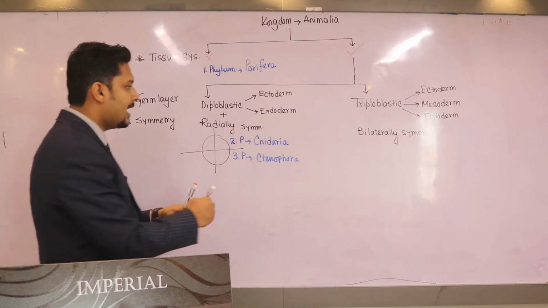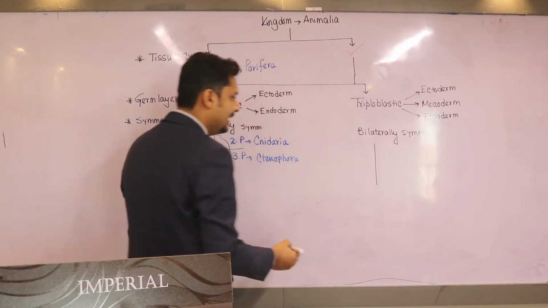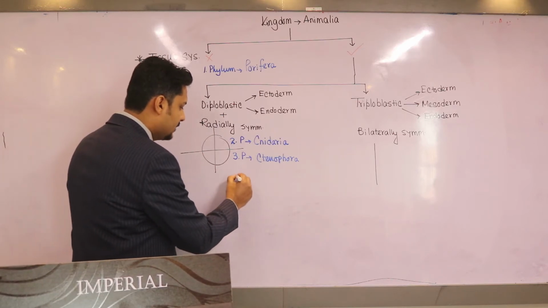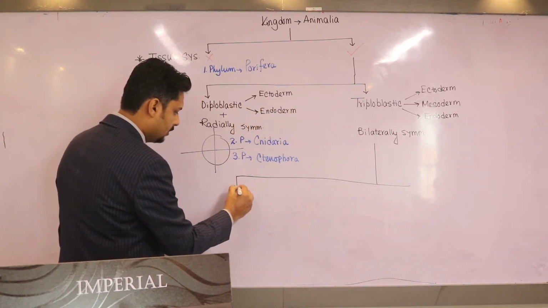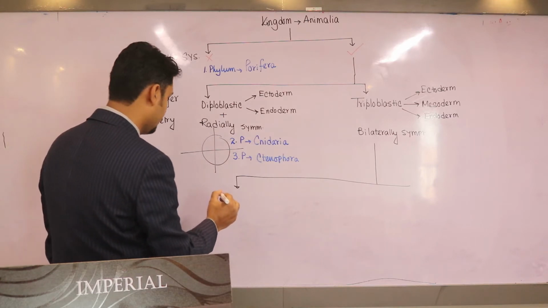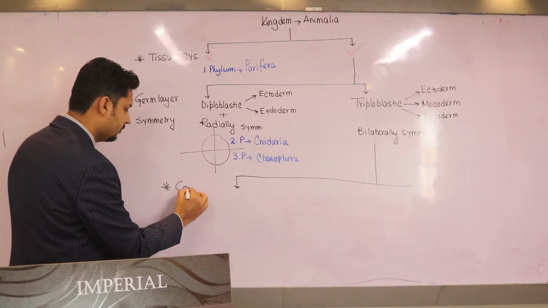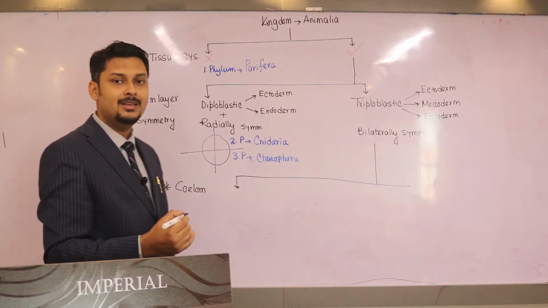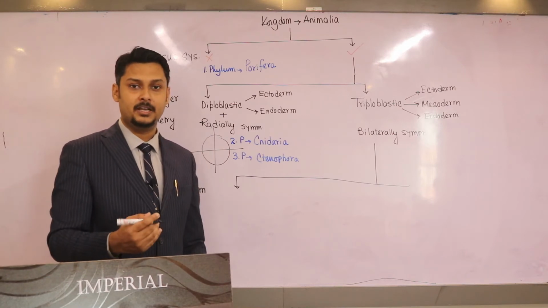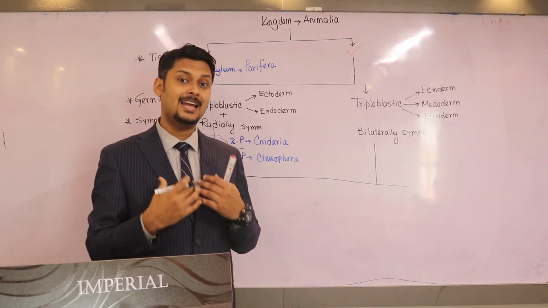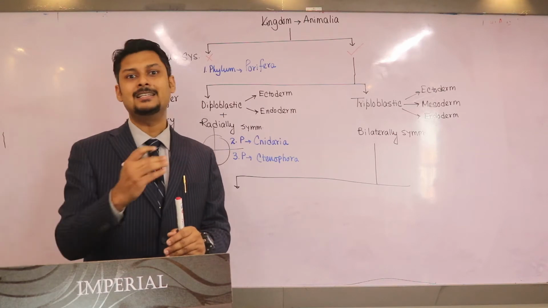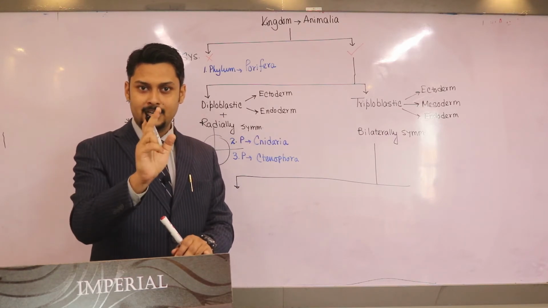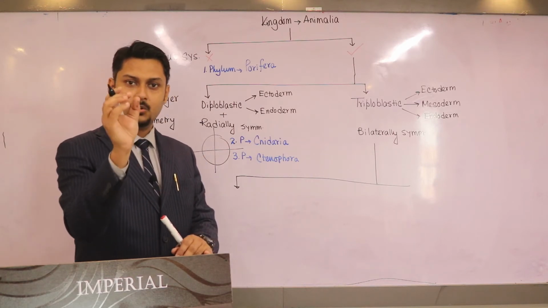Now those that are bilaterally symmetrical are also further classified on the basis of coelom. What is coelom? Coelom is the cavity that is actually present in between the gut wall and body wall. So outer side of the gut wall and the inner side of the body wall, the vacant space there is called a coelom. Remember this. The space on the inner side of the body wall and the outer side of the gut wall is known as the coelom.